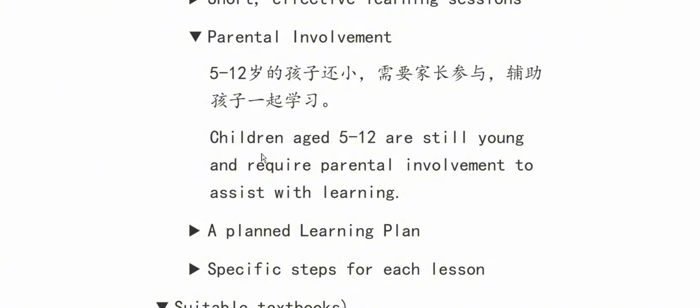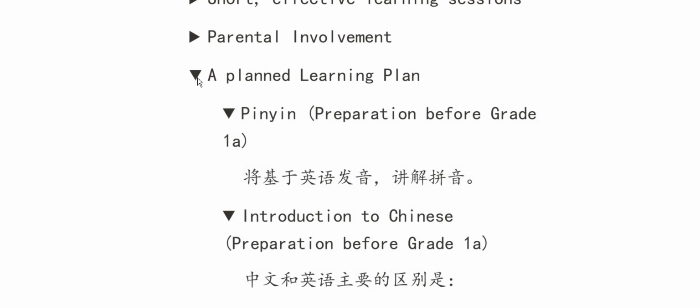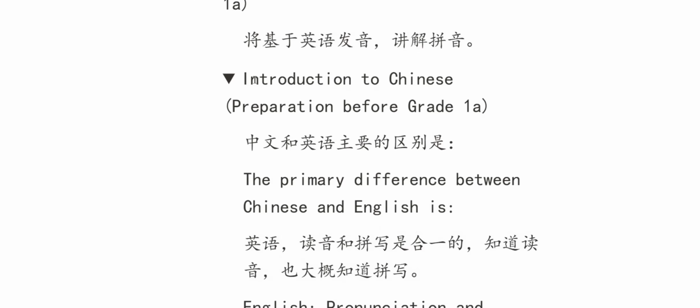For children aged 5 to 12, because they are still young, they require parental involvement to assist with learning. Next, we need a planned learning schedule. For example, for pinyin, this is a preparation before grade 1A. Then we will move to introduction to Chinese. This is also a preparation before grade 1A.